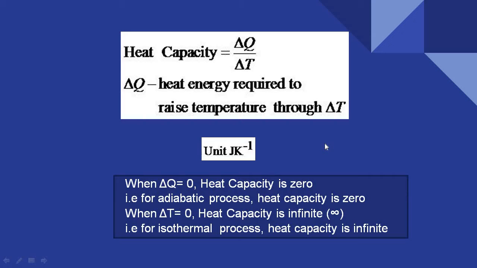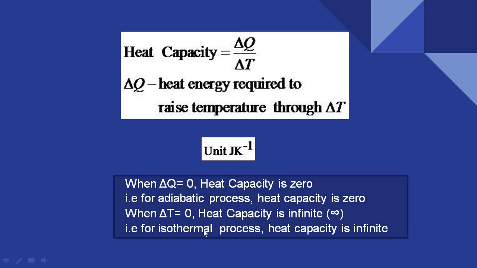That means, suppose you have a substance and if you have to increase its temperature, say if you are giving say 10 joules of heat, and if its temperature is increased through say 2 degrees Celsius or 2 Kelvin, you can say that its heat capacity will be equal to 10 by 2, that means 5.